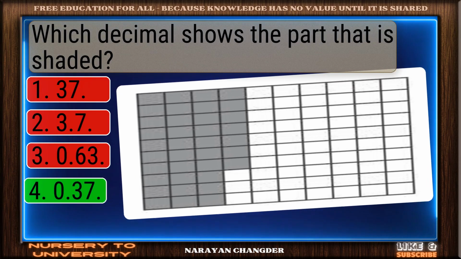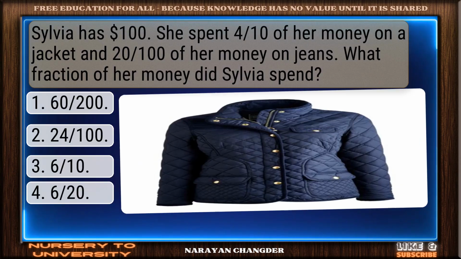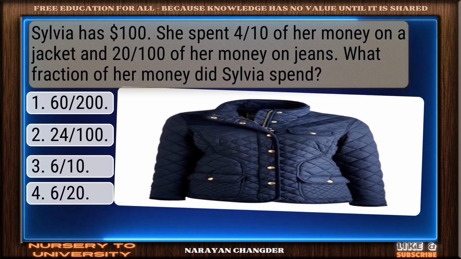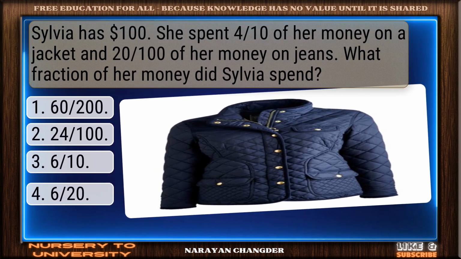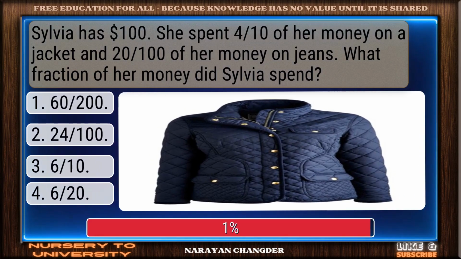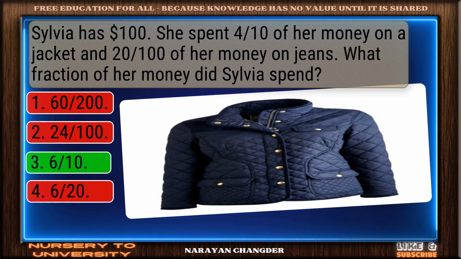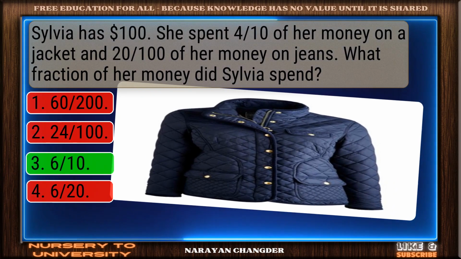Correct, so 0.37 is the right answer. Sylvia has $100. She spent 40/100 of her money on a jacket and 20/100 of her money on jeans. What fraction of her money did Sylvia spend? Well done. 60/100 is the right choice.